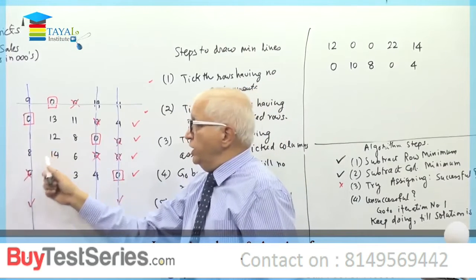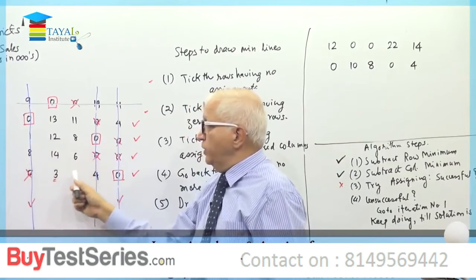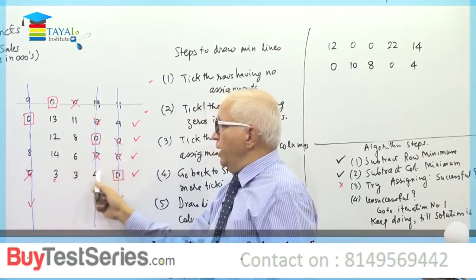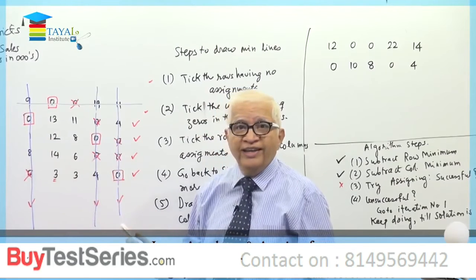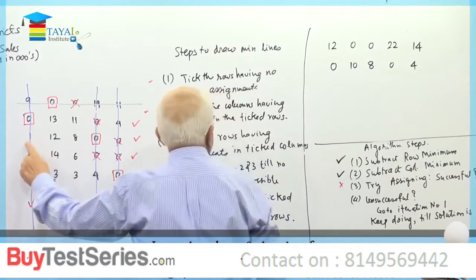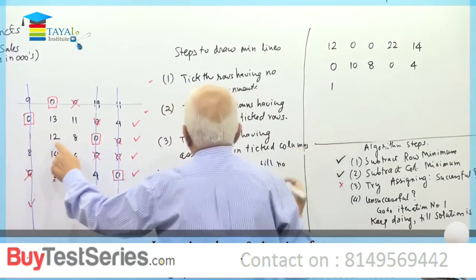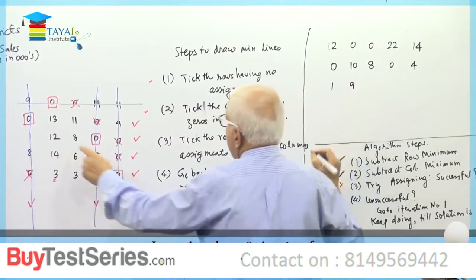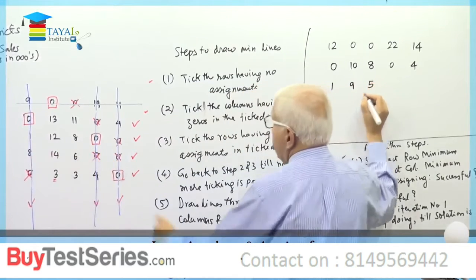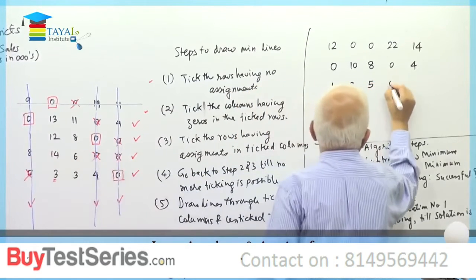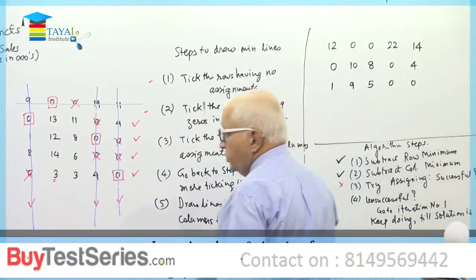First element, no change. Next 2 elements, subtract 3. Next 2 elements don't make any change because only one line is passing through them. So 1 remains 1. 12 becomes 9, subtract 3, 8 becomes 5, subtract 3, 0, 0, no change. So third row is dealt with.